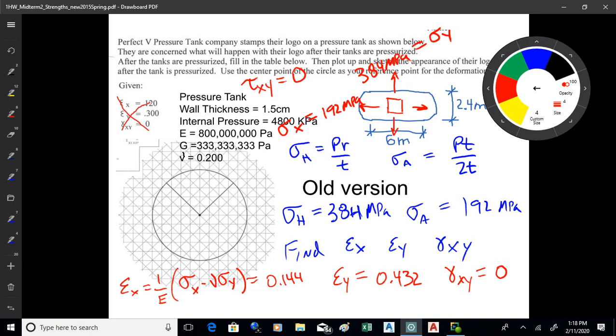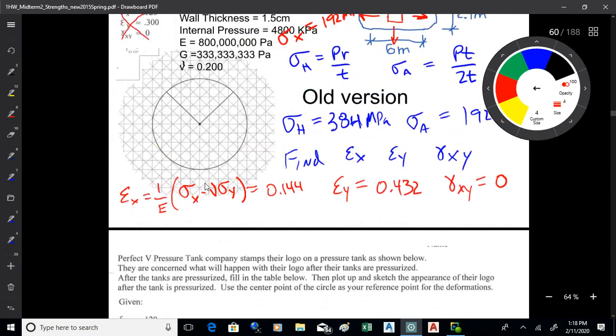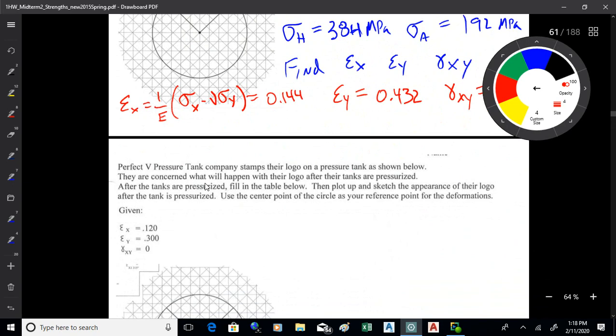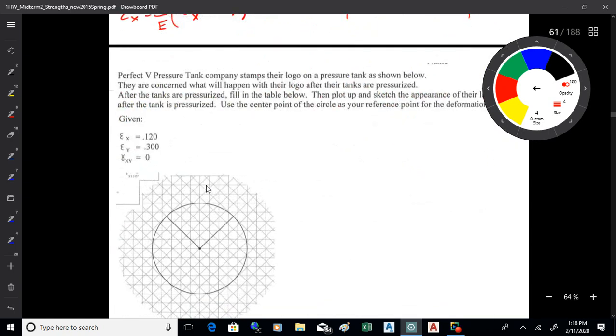Okay. So what we just did, we looked at a pressure tank. We did the pressure tank formulas. We got to the stress in X and Y directions. Then we did the Hooke's law stuff. We got to the strains in the X and Y directions. So let's look at a problem now, and we're going to substitute some values in here. Epsilon x is 0.144, and epsilon y is 0.432.